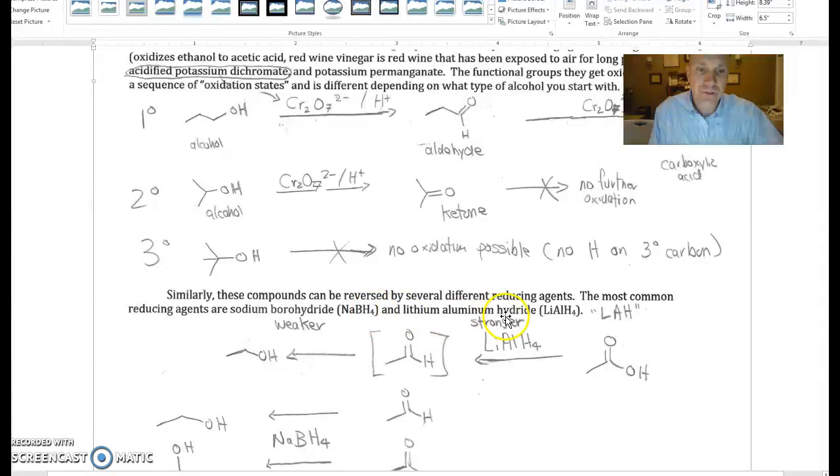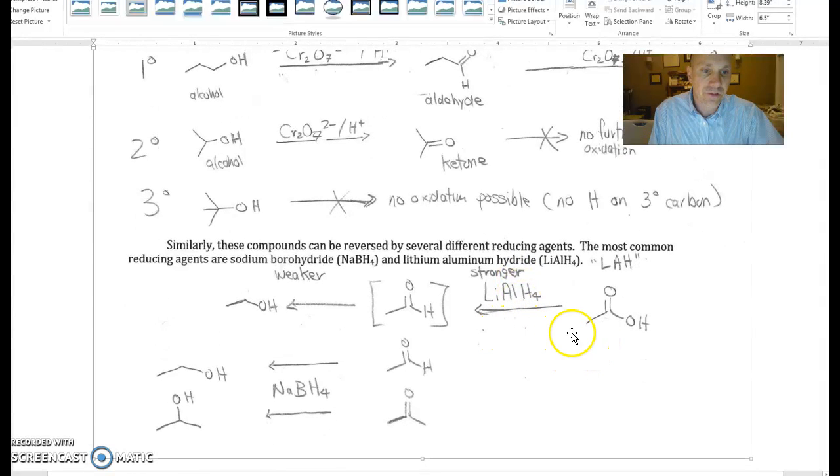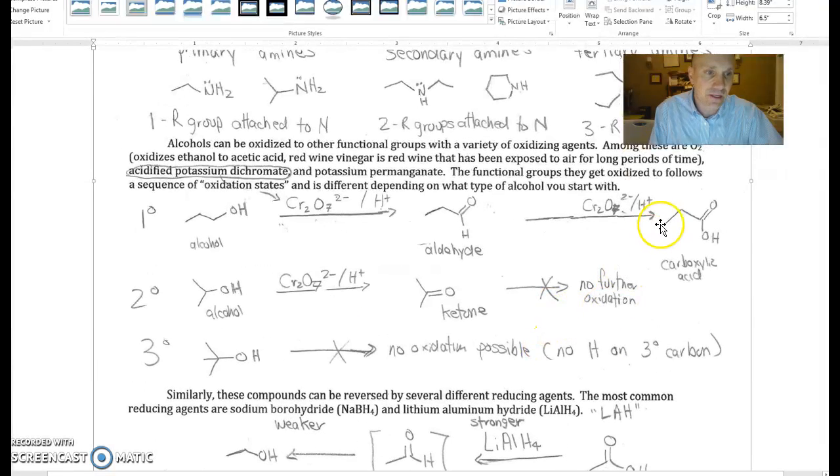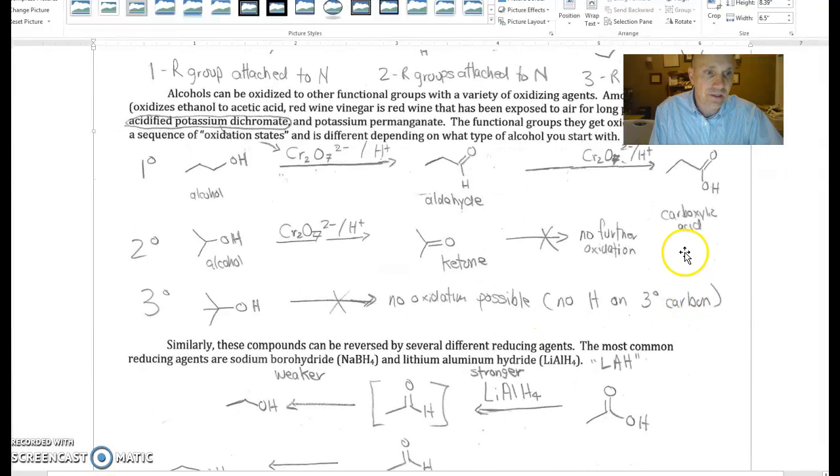Between these two reducing agents, sodium borohydride is generally considered to be a weaker reducing agent than lithium aluminum hydride. Starting here, I'm going to do this from right to left, so that I can keep the convention established, like more oxidized is over here. If you wanted to reduce a carboxylic acid, sodium borohydride wouldn't work. It's too weak. You're going to have to use lithium aluminum hydride.